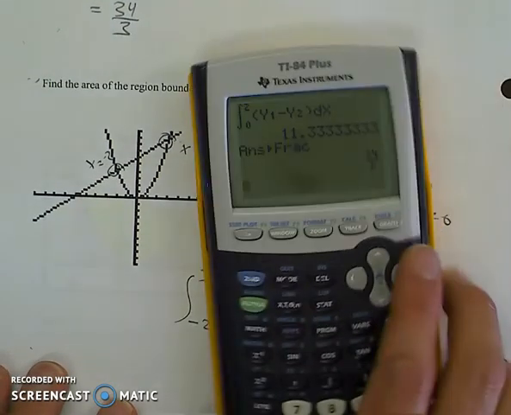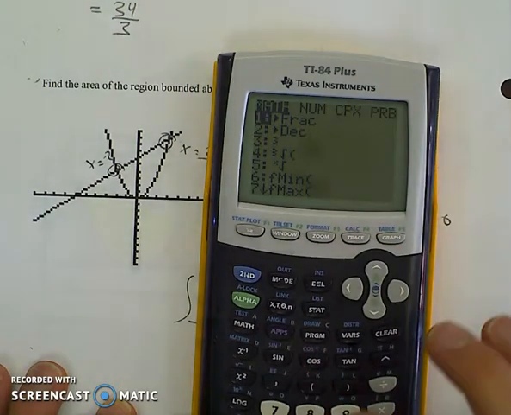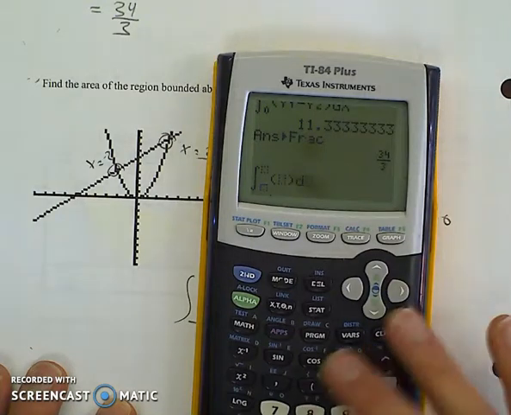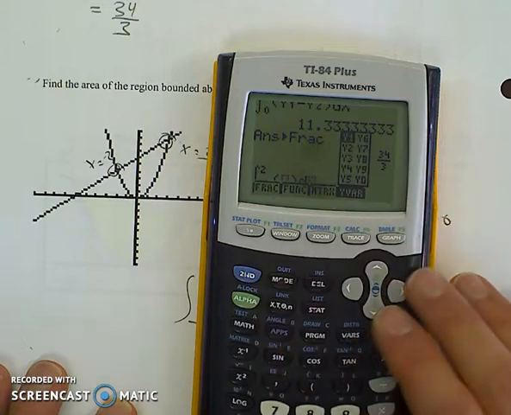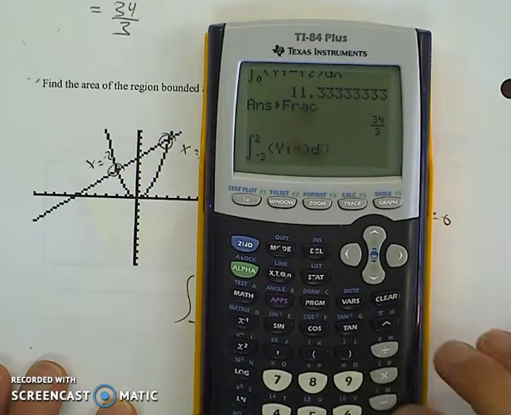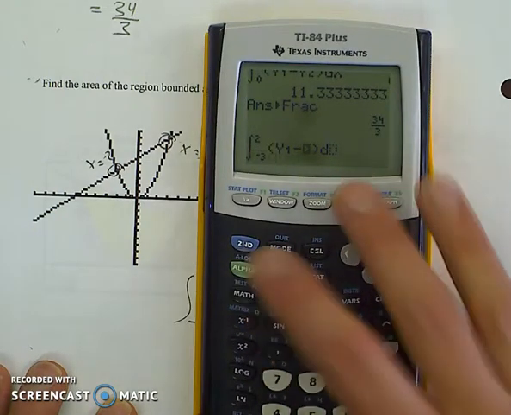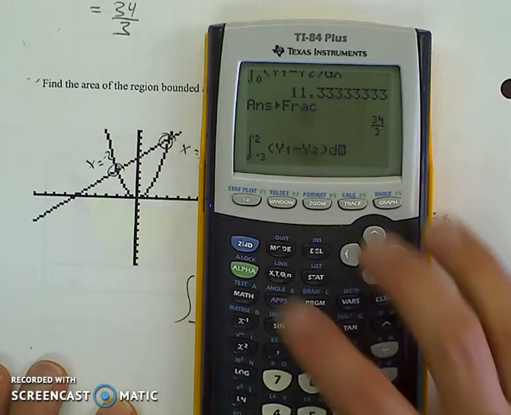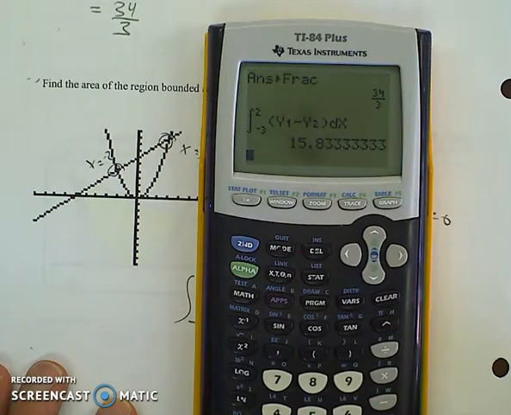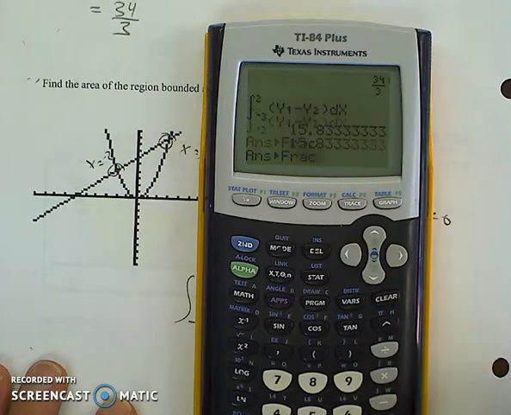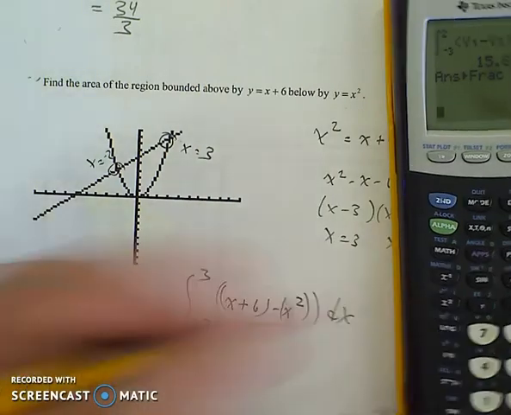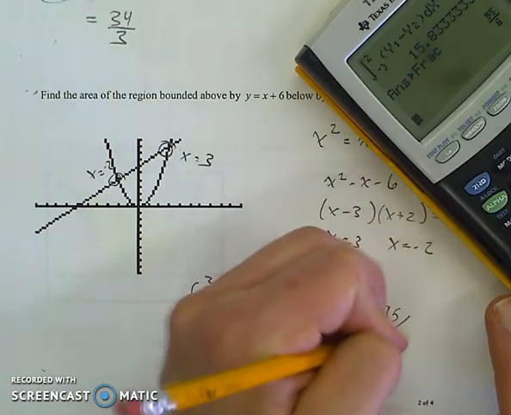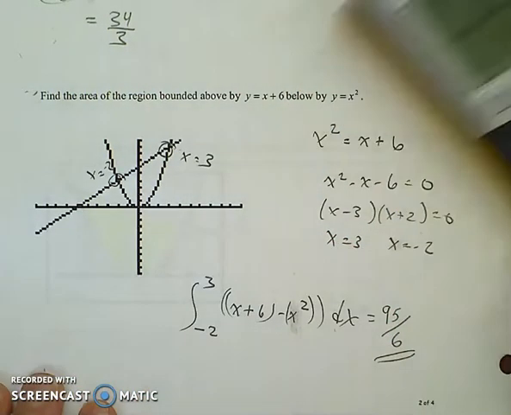And I'm going to go back to my calculator. Math 9 of y1 minus y2 x, enter, math, enter correct, and 125/6. There it is.